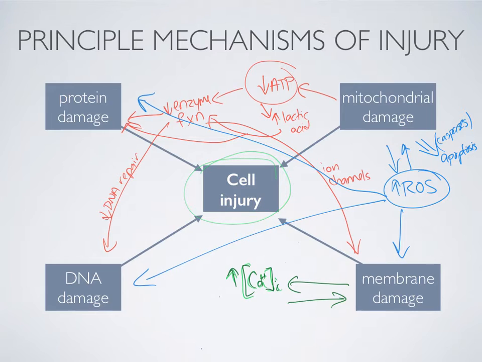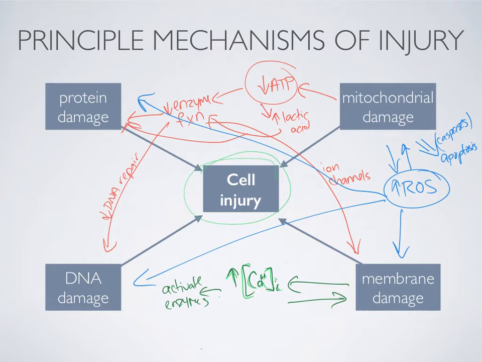Normally, intracellular calcium levels are really low, so that you can tweak it. You can let just a little bit of calcium in and start activating proteins, and that is a form of cell signaling. So what that's going to do is activate a whole bunch of enzymes that shouldn't be activated.